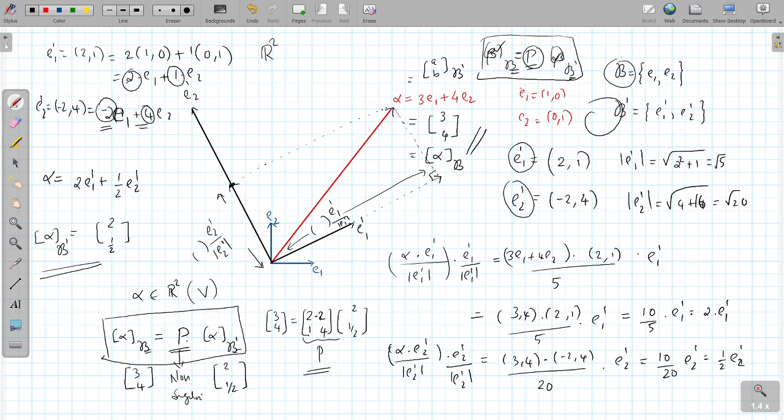So the next theorem we will discuss tomorrow. That is the general case of what we have discussed here.